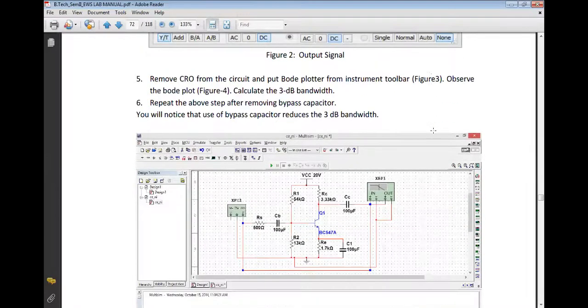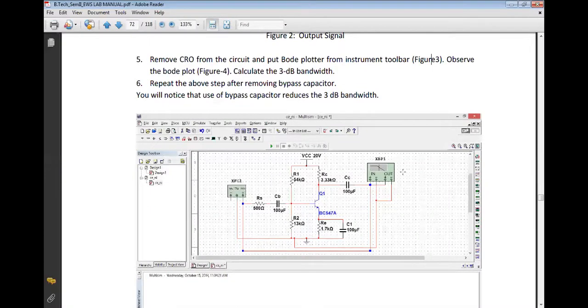What you have to do, I am explaining it so that things are clear. Instead of CRO, you have to remove it in the same circuit, and you have to put a Bode plotter. It is already available in the instrument panel. As only 4 to 5 minutes remain, I'm going to explain that over here you can put the Bode plotter, and you can remove the CRO from the same circuit.